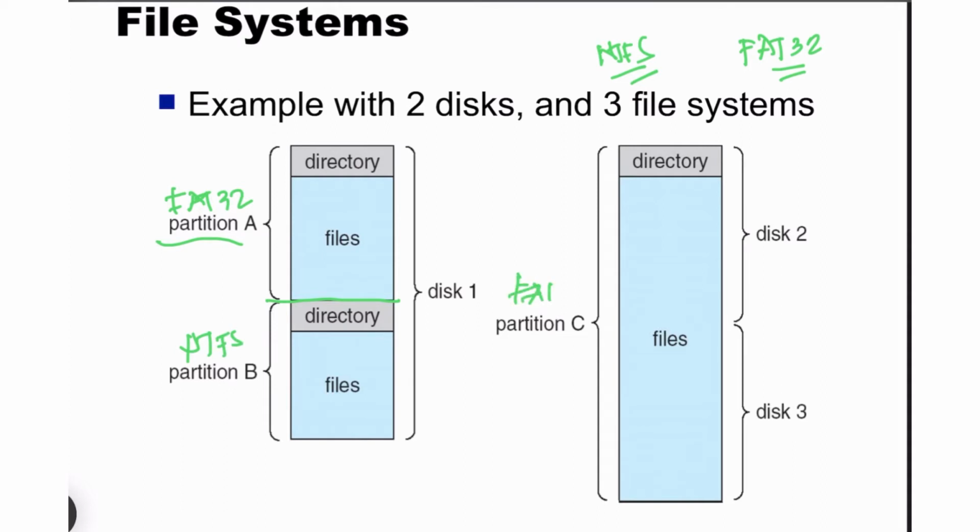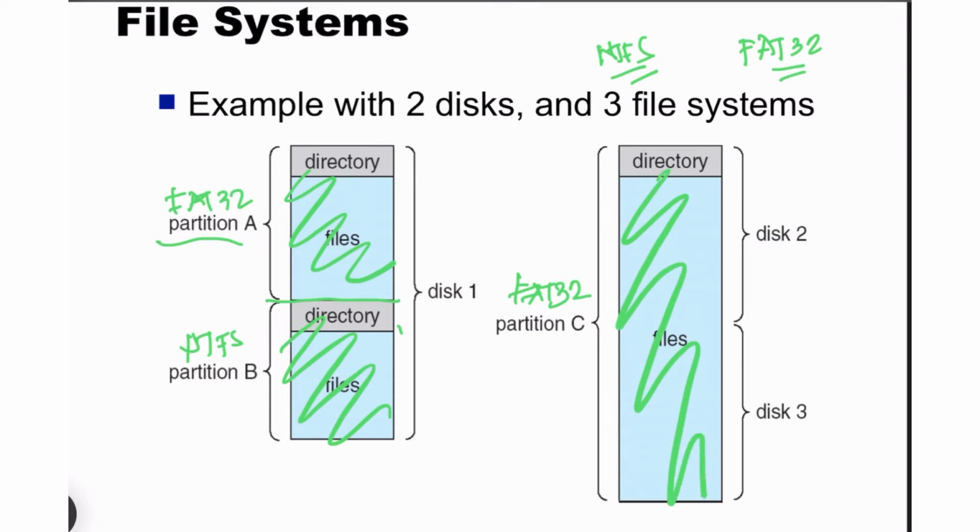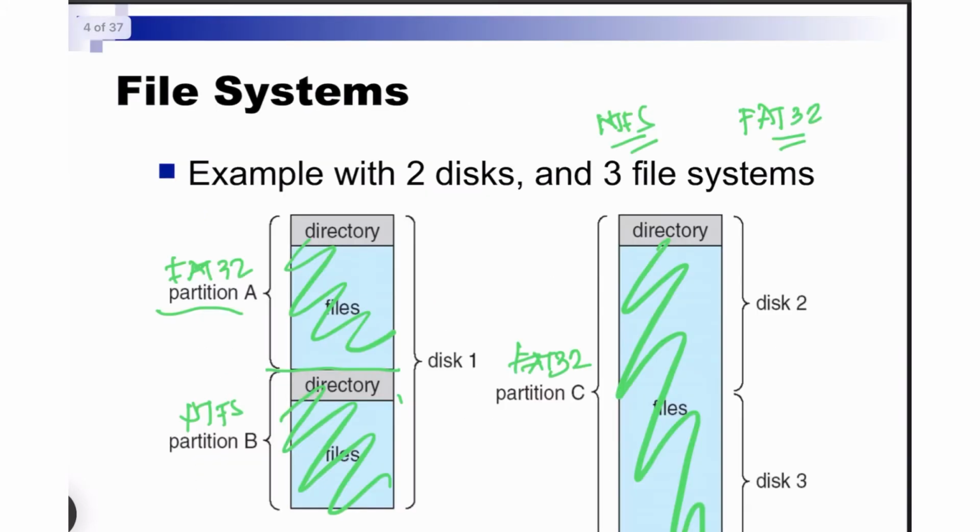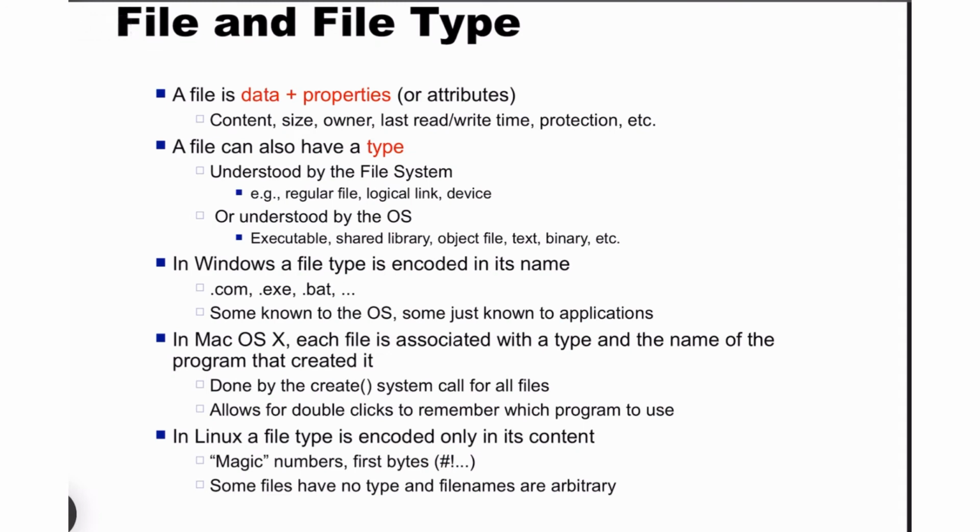So a file system can exist in one disk or one hard drive, but we need to partition. So ibig sabihin, lahat ng files natin dito will be in one file system format. All of these files will be in one file system format, and all of the files in here will be in one file system. Okay, partition, this one, these two. Okay, file and file type.